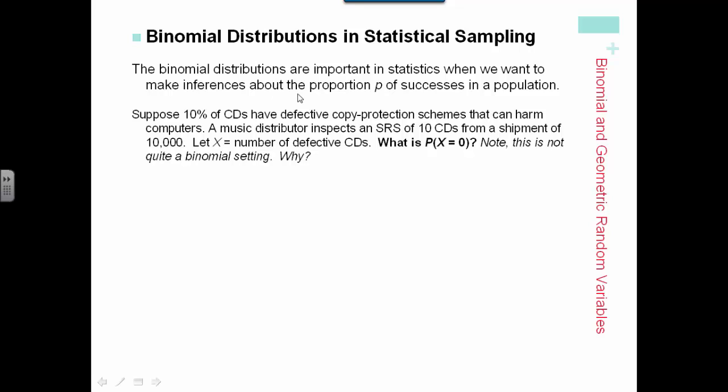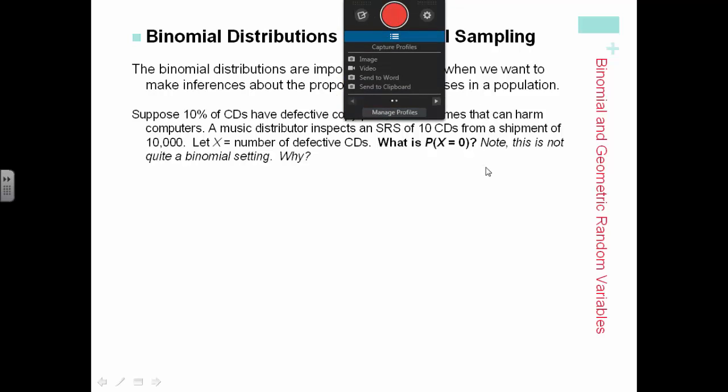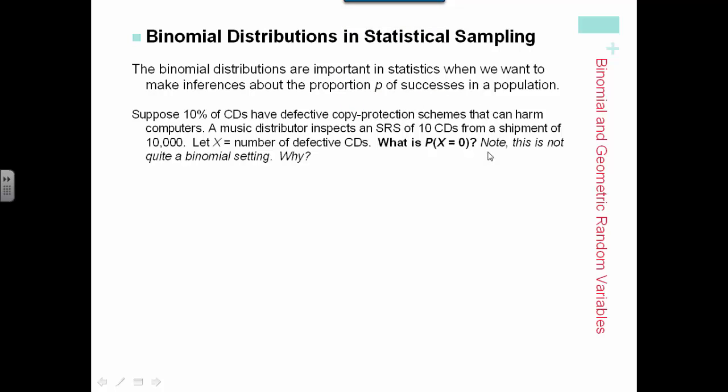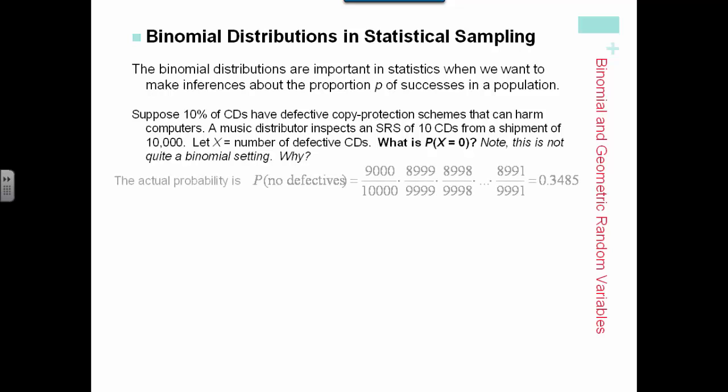We want to make inferences, so binomial distributions are important. Suppose 10% of CDs have defective copy protection schemes that can harm computers. A music distributor inspects an SRS of 10 CDs from a shipment of 10,000. What's the probability x equals 0? Note, this is not quite a binomial setting.